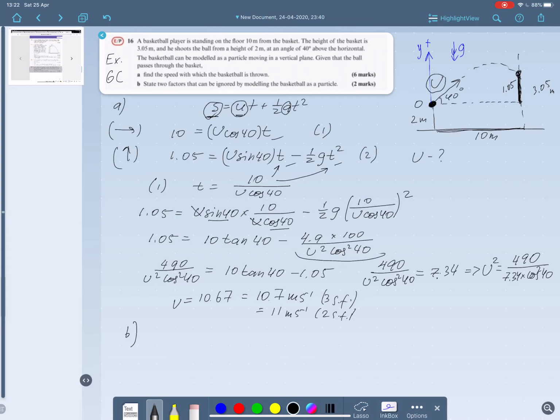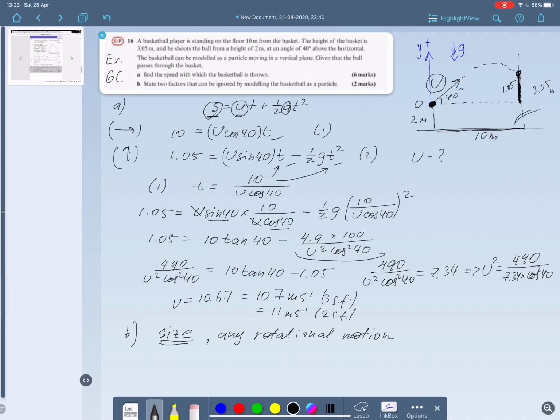2 assumptions. What can be ignored here? If you model the basketball as a particle, clearly, if it's a particle, the size is ignored. Always state this, and I would say any rotational motion of the basketball is ignored as well, because some rotation of the ball can affect the direction of motion, and it won't be a parabola like the one we considered.